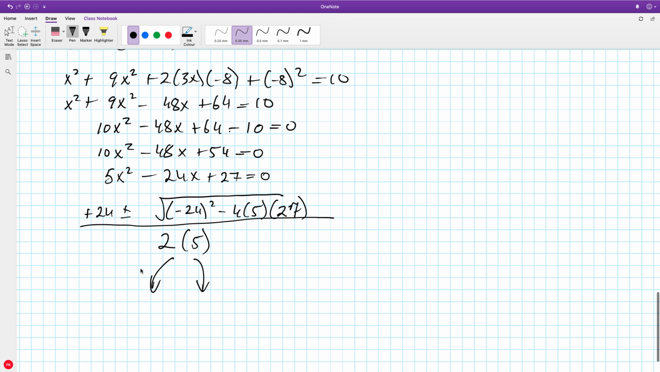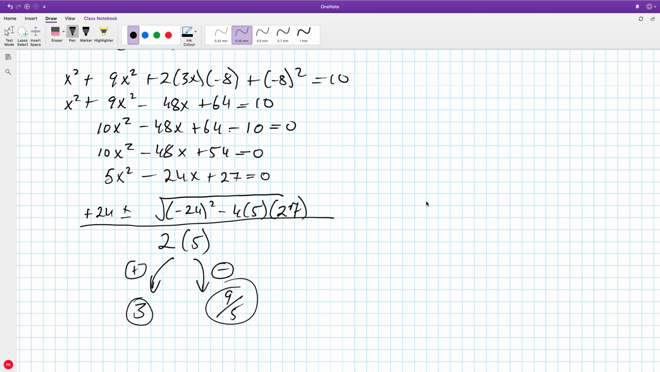You did brackets there, did you? Just double check it. 24 plus or minus the square root of (minus 24) squared minus 4 times 5 times 27. So x is 3 and 9 over 5.